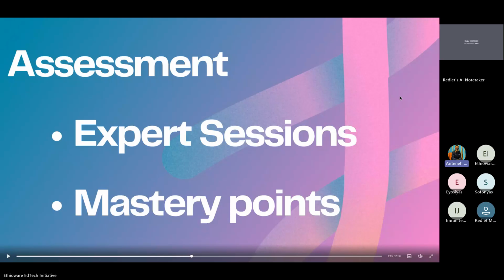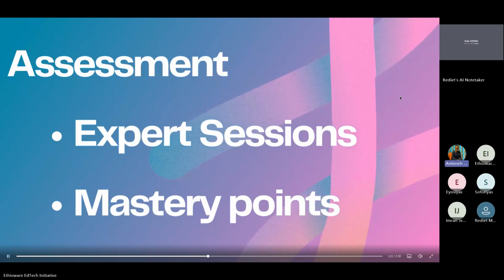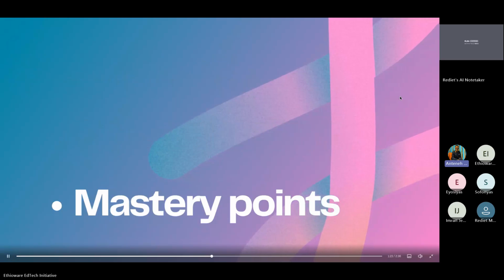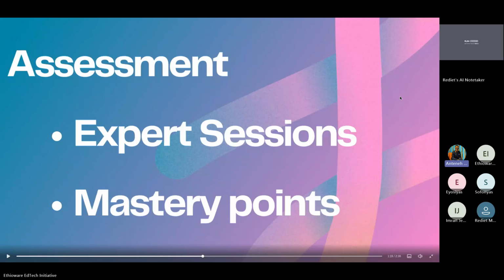Moving to the mastery points, which is the Khan Academy platform's point system. We're going to be keeping track of that as well. So these two are going to be your primary assessments, gauging your performance. It's going to be comparative. That means you're not going to be assessed based on the total points, but based on the base score.